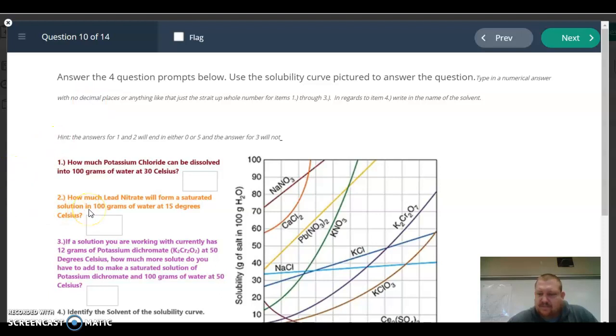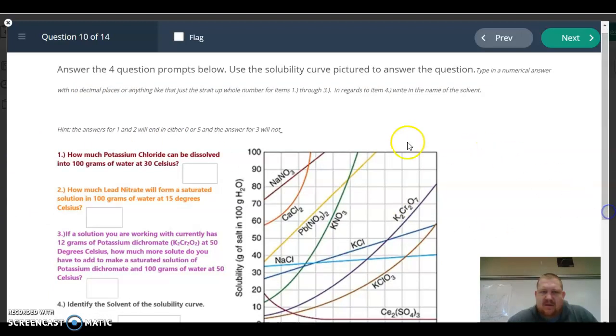Question 10. All right, we're going to use this graph. This is very important: type in a numerical answer with no decimal places or anything like that, just straight-up whole numbers for items 1 and 3. For 1 and 2, your answer will either have a 0 or a 5 on it. Answer 3 will not. It could be anything 0 through 10.